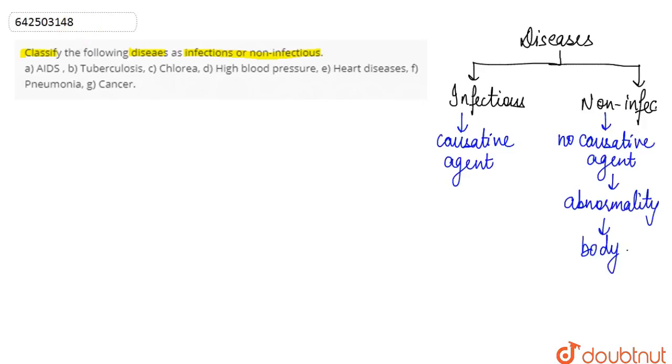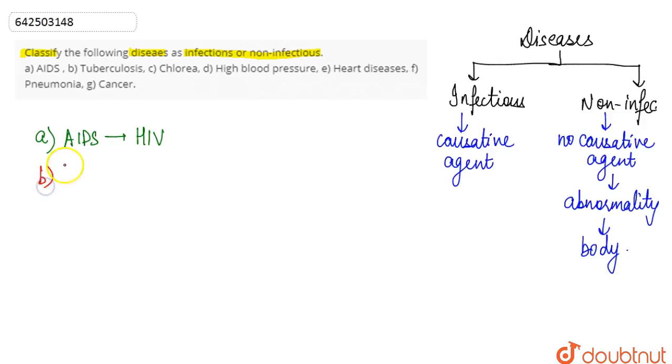If we look at the diseases here, the very first disease is AIDS. The causative agent for AIDS is HIV, that is, human immunodeficiency virus. AIDS is caused whenever there is body fluid exchange between a healthy person and an infected person. In that case, AIDS will be transmitted from the infected person to the healthy person, for example, during sexual contact.